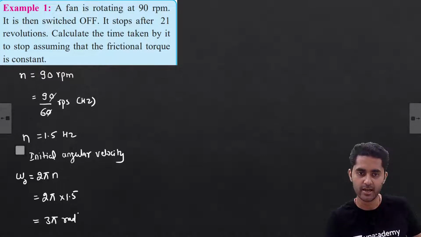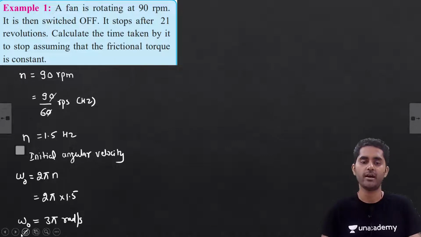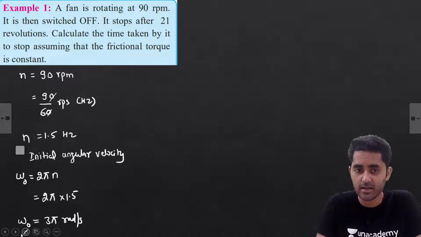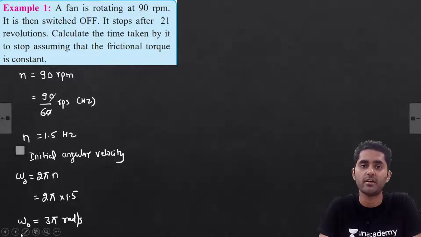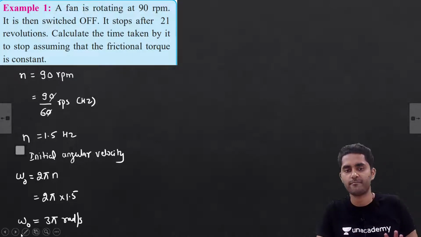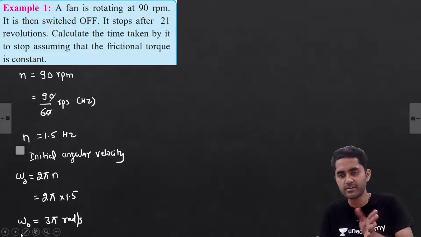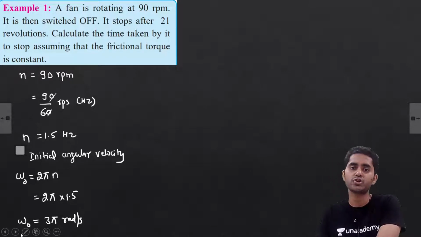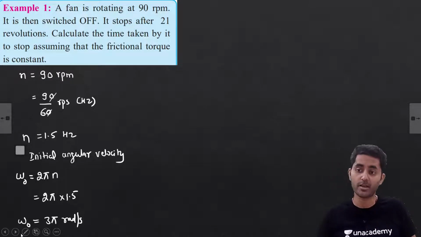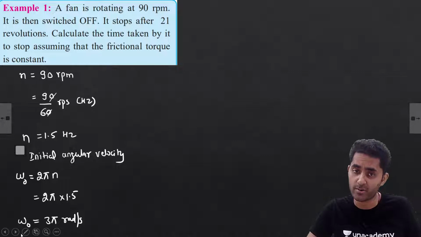So 3 pi radian per second is the unit of angular velocity. That is the initial angular velocity. Now it is said that it is switched off. If it is switched off, after some time it will stop. It stops after 21 revolutions.